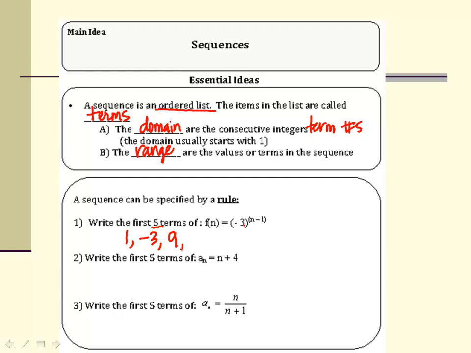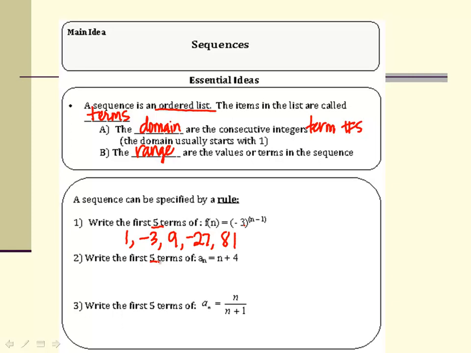Plug in a 4 for the fourth term. 4 minus 1 is 3. Negative 3 cubed is negative 27. And last but not least, the fifth term, plug in a 5. 5 minus 1 is 4. Negative 3 to the fourth power is a positive 81. And so this is the idea. If you want the terms, you plug that term number in and you get a value out. So let's do the next one.